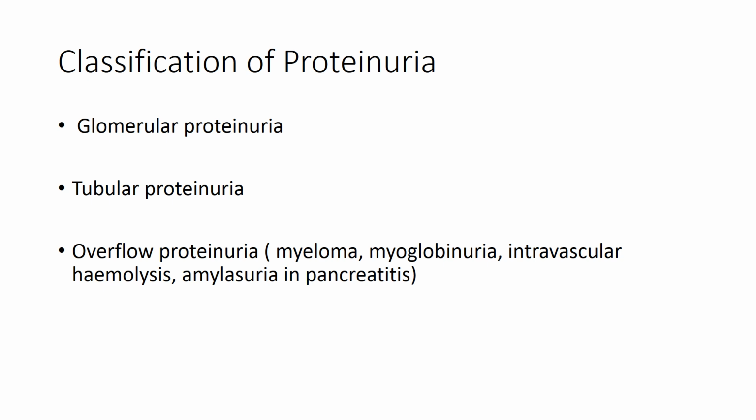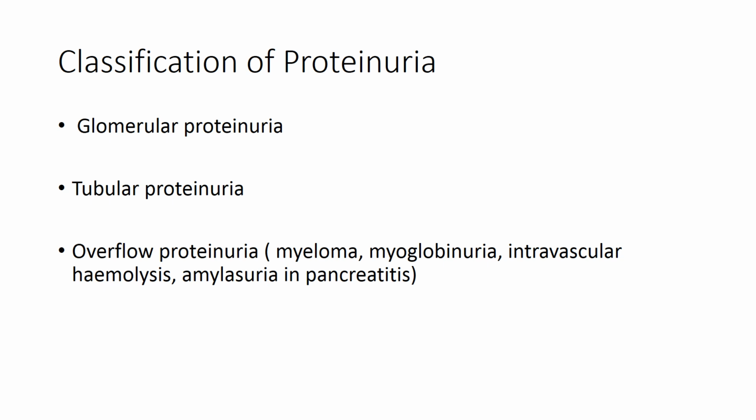So we can classify proteinuria into 3 types based on the normal physiology that we just talked about. Where you have dysfunction of the glomerulus, so increased permeability of the glomerular filtration barrier, you would end up with what is known as a glomerular proteinuria pattern. Largely, the type of protein found in this kind of patient would be albumin, as compared to tubular proteinuria.